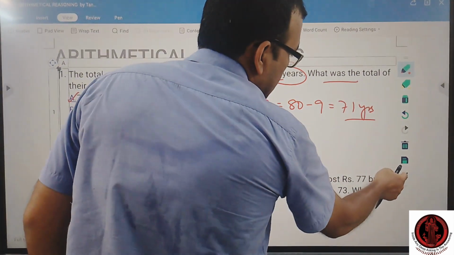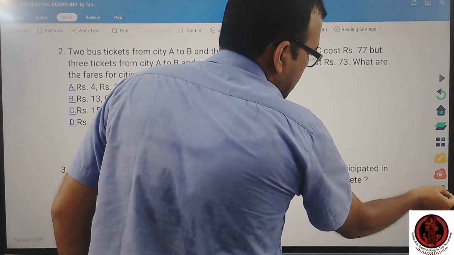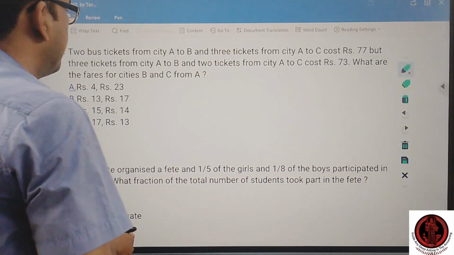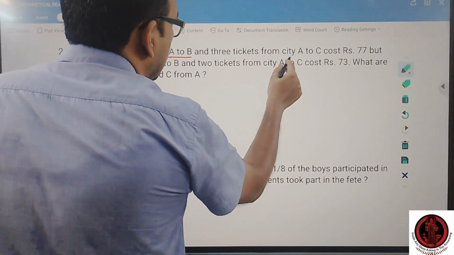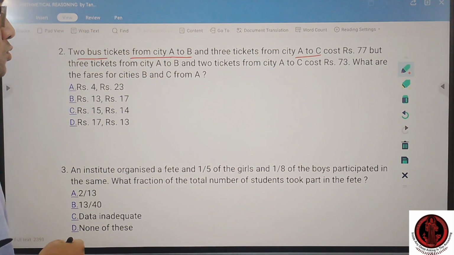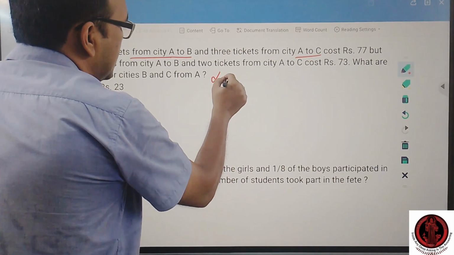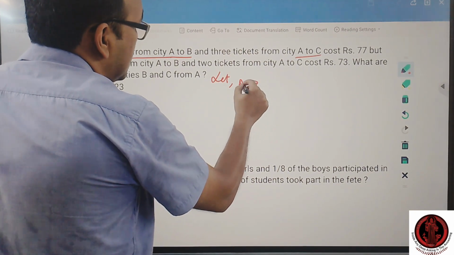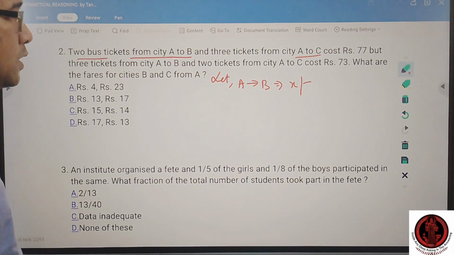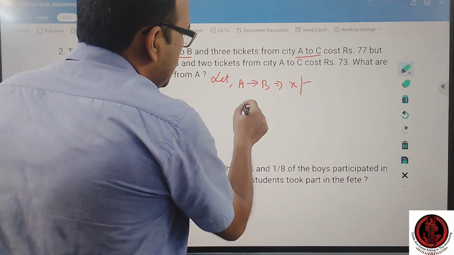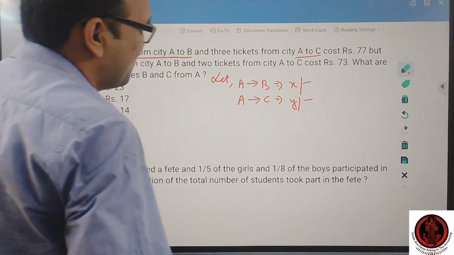Now question number 2. Two bus tickets from A to B and A to C. So two routes are there. One is from A to B, another is from A to C. Now let the price of one ticket from A to B be x rupees, and the price for A to C be y rupees.